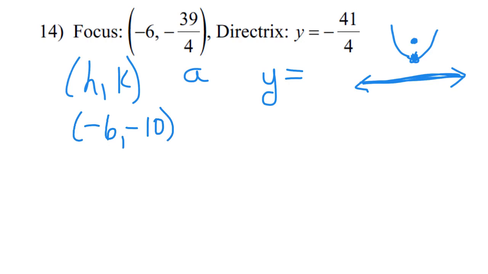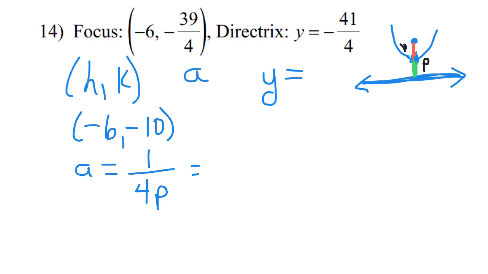So now all I need to write my equation is the value for A. Well, you need to remember this formula. A is equal to 1/4P. Well, what is P? P is the distance between the focus and the vertex, and between the vertex and the directrix. Both of those are P.